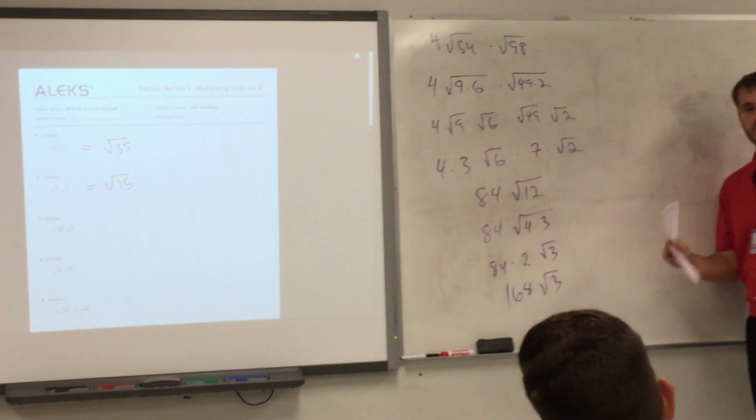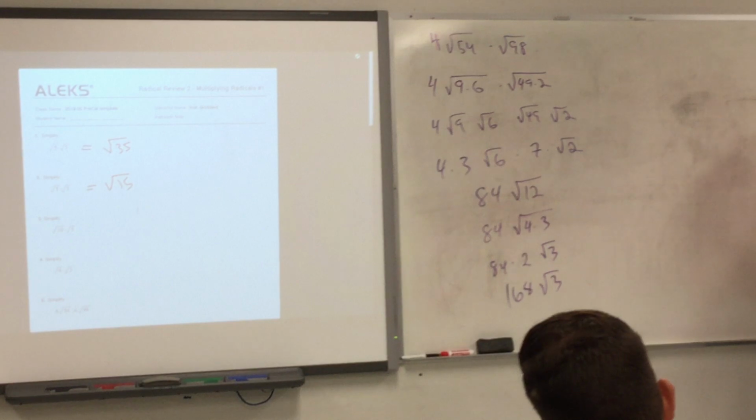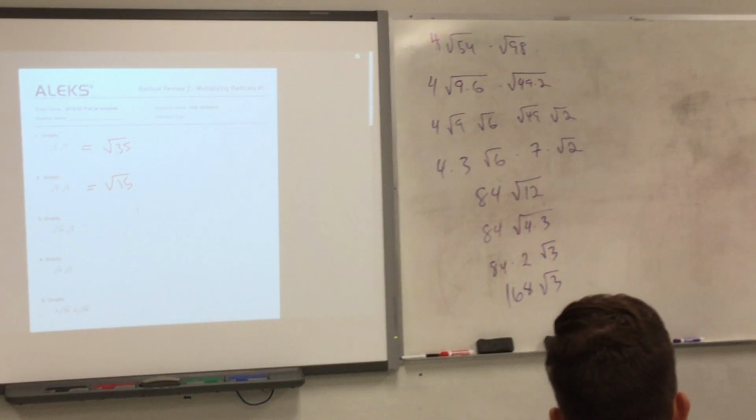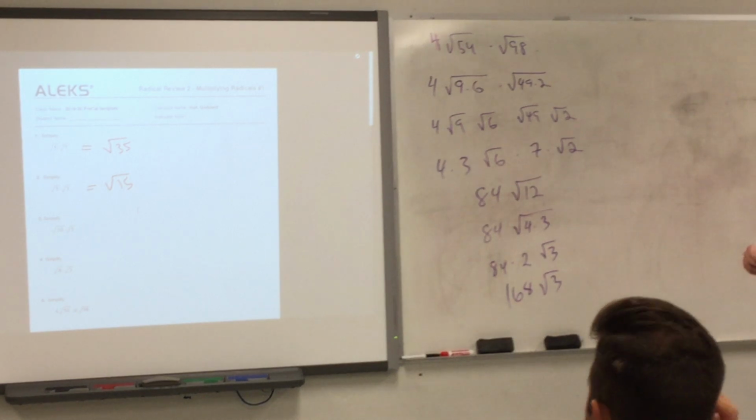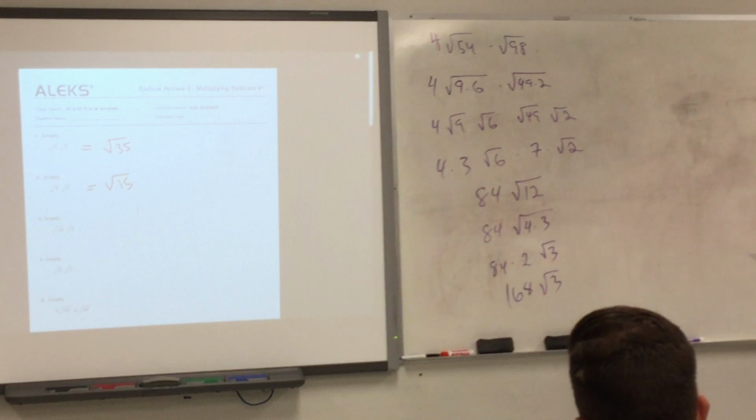168 times the square root of 3. Bam. What did you say? I said bam. Okay. That is an acceptable exclamatory remark. School appropriate. Yeah, I did not say that.